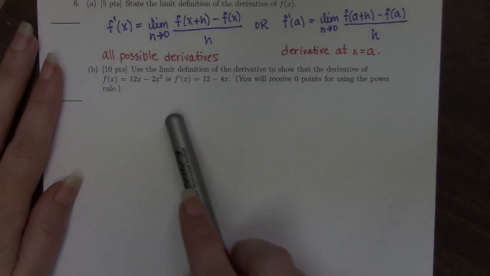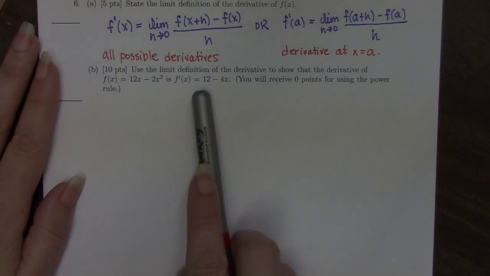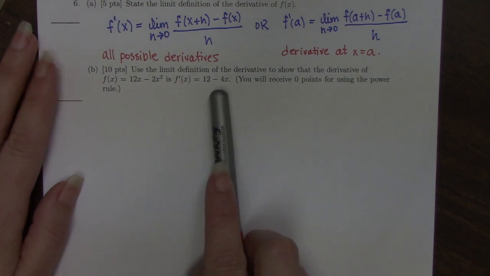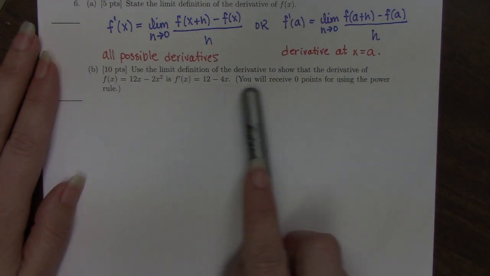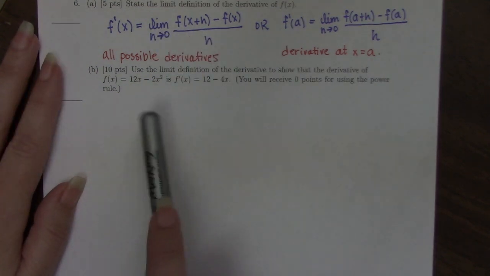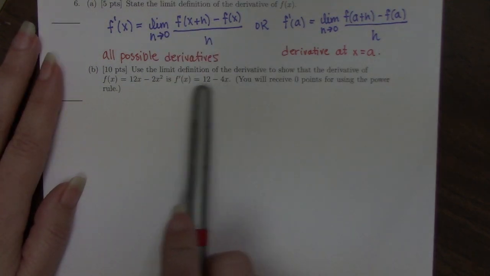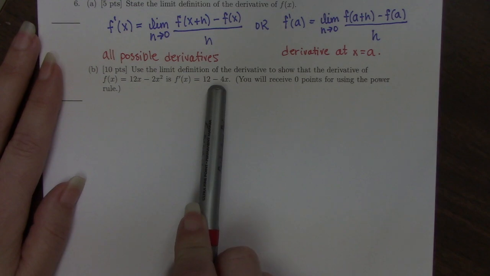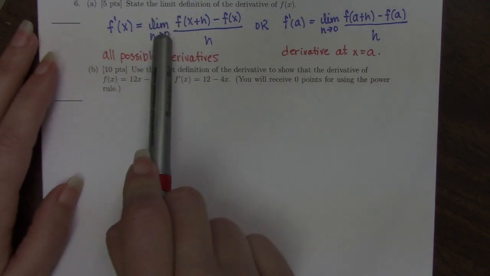B says use the limit definition to show that the derivative equals this. So we've actually given you the final answer, and it says you will receive 0 points for using the power rule because we actually want you to apply this definition. So since the final answer is in the form of a function of x, we need to use this definition.